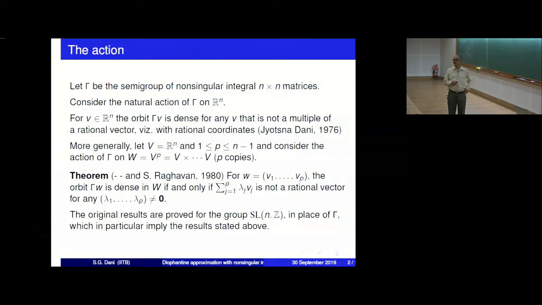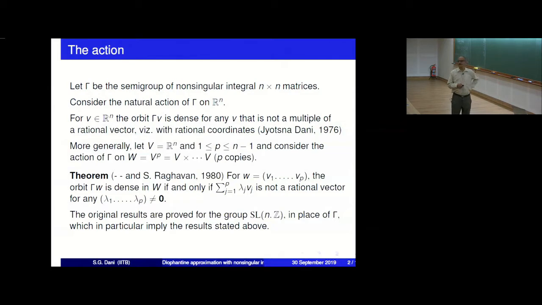Now, normally one is used to thinking of the orbits of the group SL_n(Z), but notice that this is going to be bigger. So when the SL_n(Z) orbit is dense, this Gamma V is going to be dense. And conversely, for rational vectors, that is still going to remain discrete. So what we know about the SL_n(Z) orbits readily translates to this action. This here is the reference to Dani, '76.